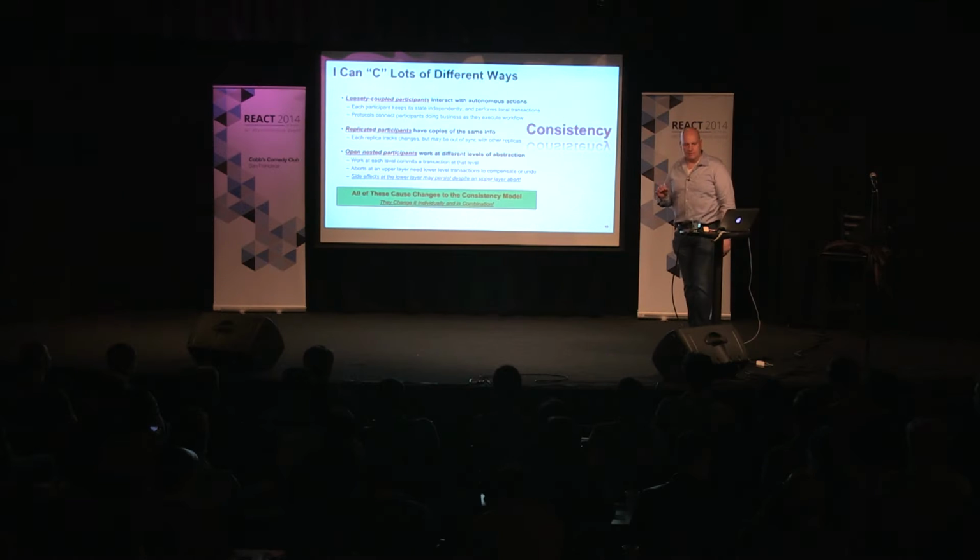Loosely coupled participants interact with autonomous actions. Each participant has independent state, performs local transaction. Protocols connect participants doing business as they execute workflow. Replicated participants have copies of the same info. They track changes, they may be out of sync, they make decisions, they say, oh my, this is a problem. Open-nested ones work at different levels. Work at each level commits a transaction; if you abort an upper layer, the lower layer needs to compensate. Side effects at the lower layer may persist, and that's fine. All of these cause changes to the consistency model. They change it individually, and they change it in combination.